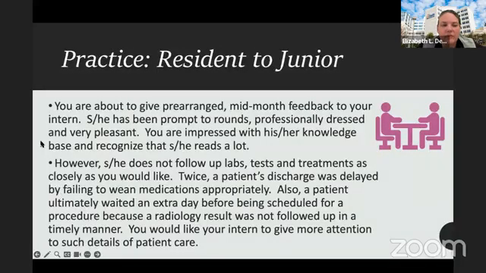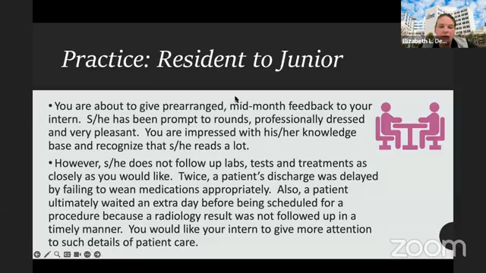Here we have one final opportunity to practice. And so again, I want you to think about the ways that you would respond, both as the resident and the junior. This case is in your packet. Think about this as a type of feedback as well.